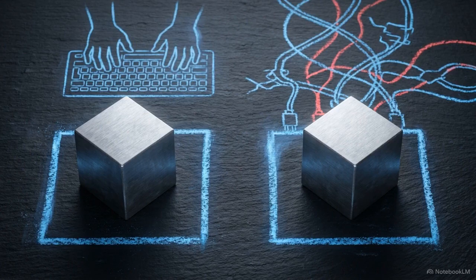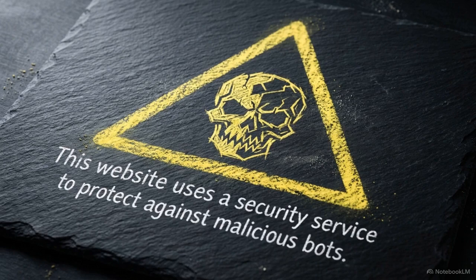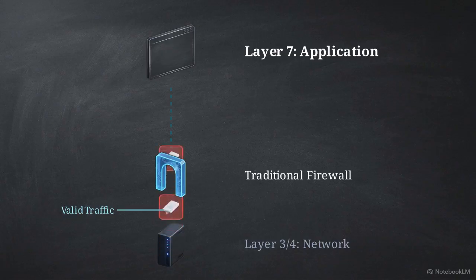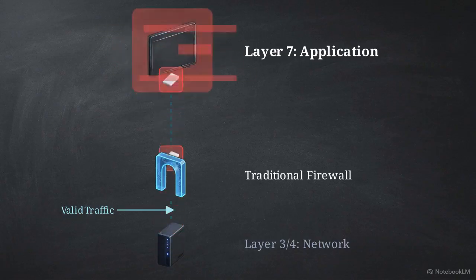Cryptographic security ensures data is safe while moving across the network, but it cannot prove if the sender is a human or an automated script. This brings us to the next line on the challenge screen. "This website uses a security service to protect against malicious bots." These bots perform Layer 7, or application layer attacks.